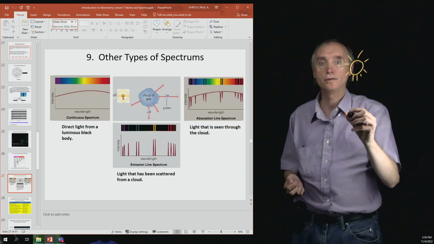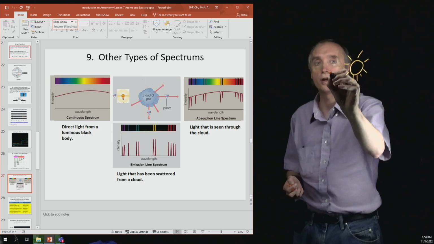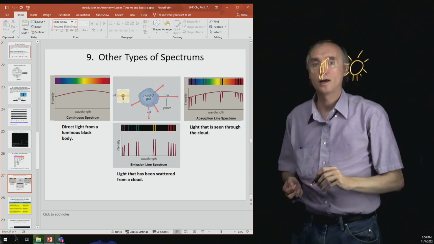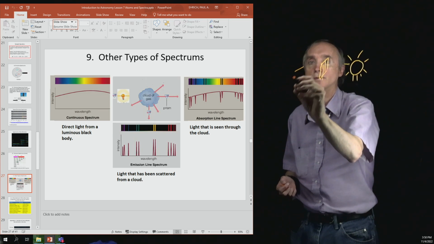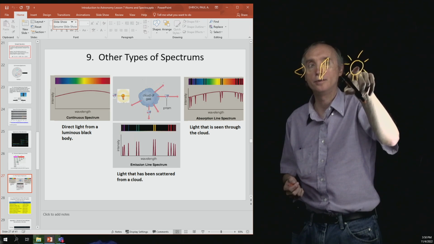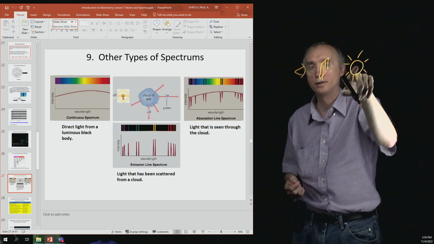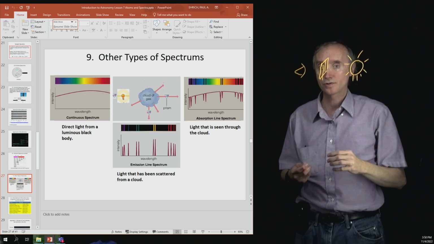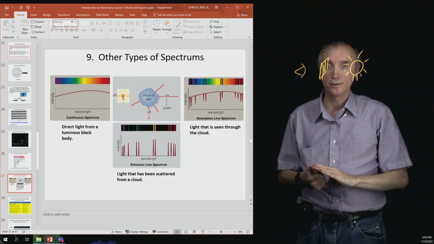However, let's pretend that you put a diffraction grating over here. Remember what the diffraction grating was. Okay, and then let's pretend that your eyeball is over here, so that you're looking at the light bulb through the diffraction grating. You're going to see all the colors in that light bulb. And so you're going to see a continuous spectrum of light. You'll see all the colors of the rainbow if you do it that way.